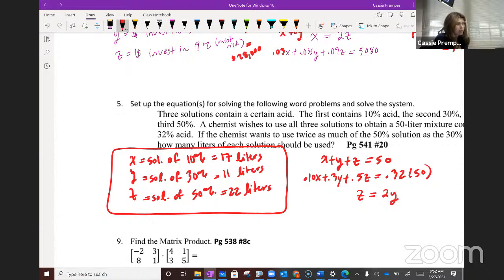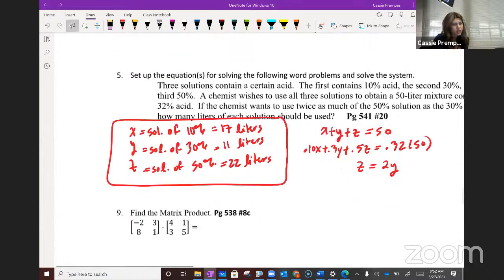All right, ladies and gentlemen, your 3 equation setups should look like x plus y plus z equals 50, 0.10x plus 0.3y plus 0.5z equals 0.32 times 50, and z is equal to 2y. If you used RREF, your answer, the amount of solution of 10% is 17 liters, 11 liters of the 30% solution, and 22 liters of the 50%.